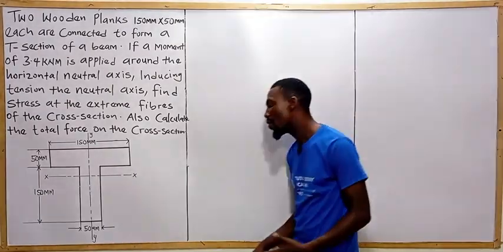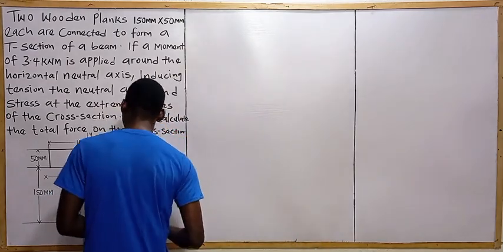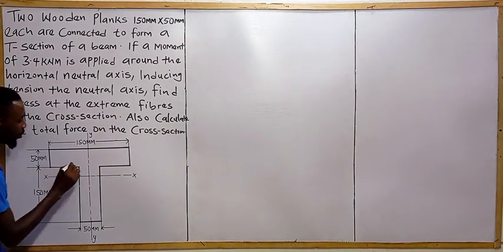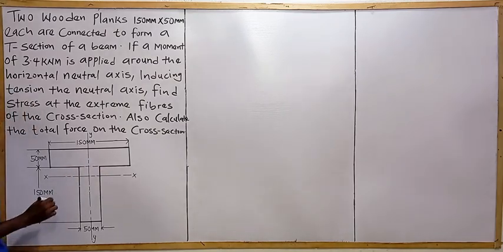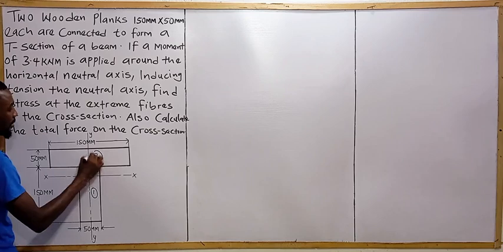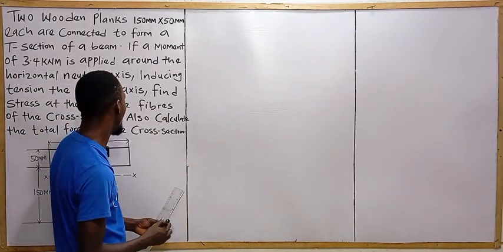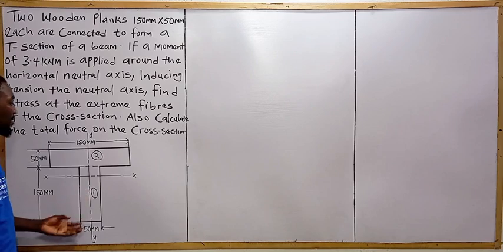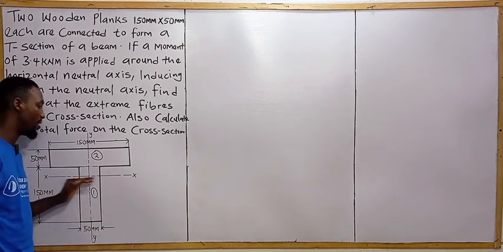All right, so for us to solve this question, the first thing we are going to do is to divide this T section into two rectangles. So this one here is going to be the first, while this one here is going to be the second. The next thing we are going to do is to calculate the center of gravity from the bottom face about the neutral axis.